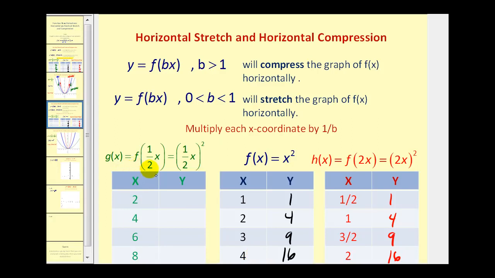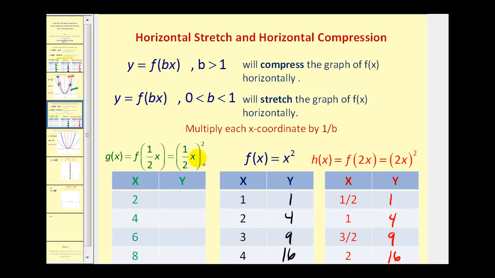Let's now take a look at f of 1/2 x, which would equal 1/2 x squared. So b is equal to 1/2. Well, multiplying by 1 over 1/2 would be the same as multiplying by 2. So in this case, if we multiply the original x coordinates by 2, we are going to get the same y coordinates.